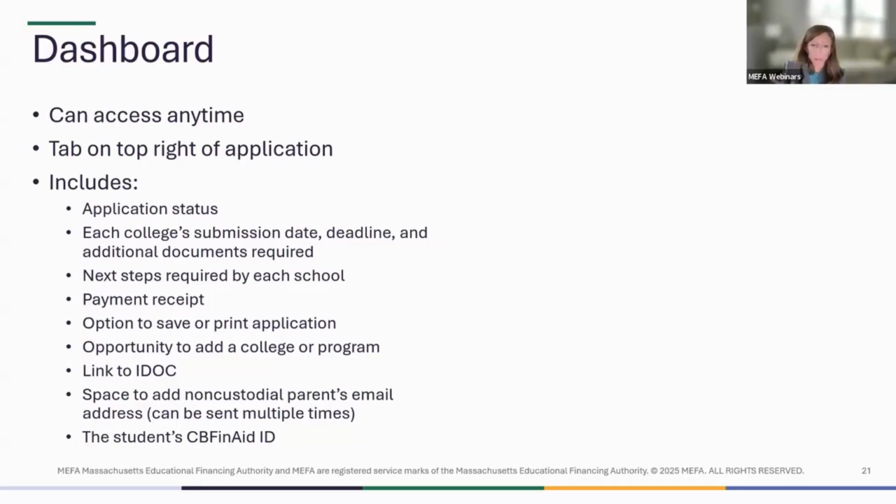And there's also a space here to put in your non-custodial parent's email address. If you didn't put in the email address earlier, or you want to submit that email again to the non-custodial parent, that's where you can do that. Go right to your dashboard. And that CB FinAid ID, basically the profile ID number, that's also going to be found on your dashboard.